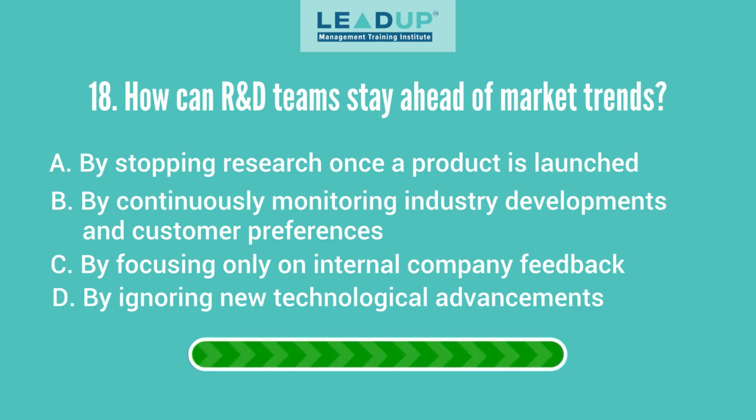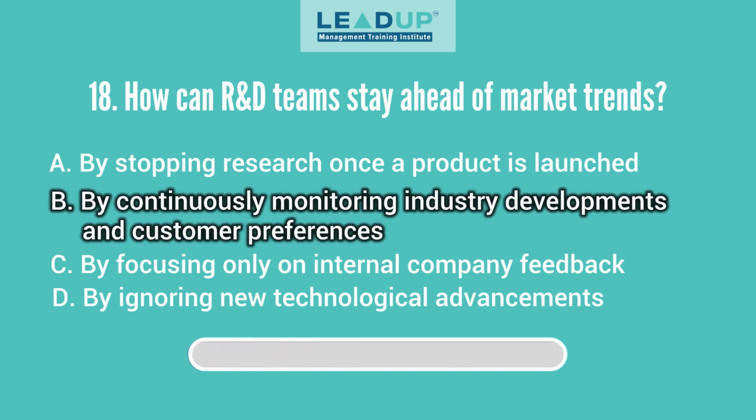Question 18. How can R&D teams stay ahead of market trends? A. By stopping research once a product is launched. B. By continuously monitoring industry developments and customer preferences. C. By focusing only on internal company feedback. And D. By ignoring new technological advancements. Answer: by continuously monitoring industry developments and customer preferences.